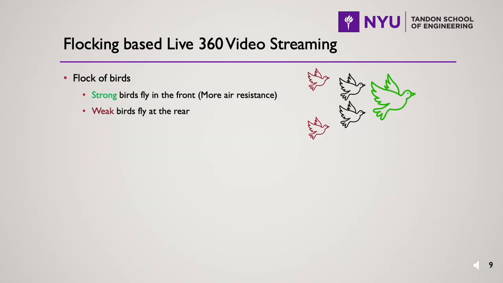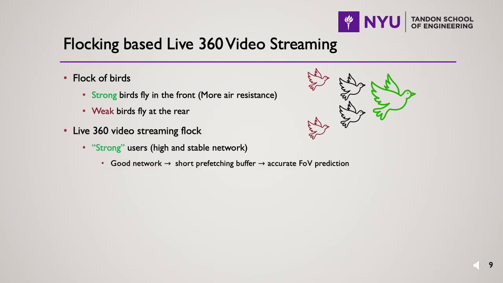In a bird's flock, the strong birds always fly in the front and suffer more air resistance. For the weak birds, they usually fly at the rear and benefit from the strong birds. In a live 360 video streaming flock, we see users with high and stable network condition as strong users. With good network, they don't need long prefetching buffer. Then, the short prediction interval leads to accurate FOV prediction.